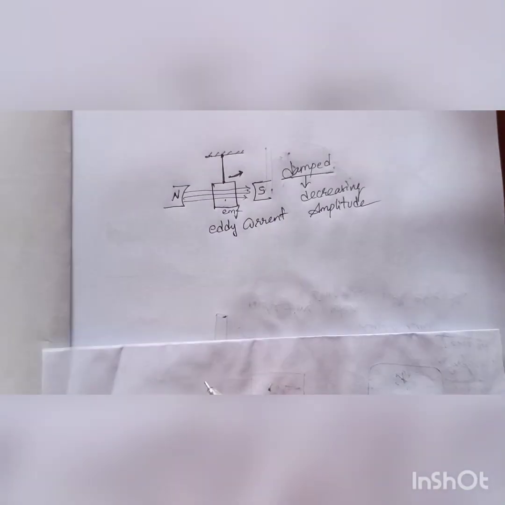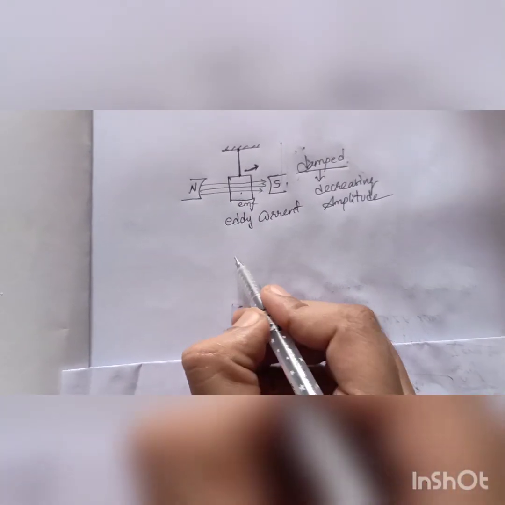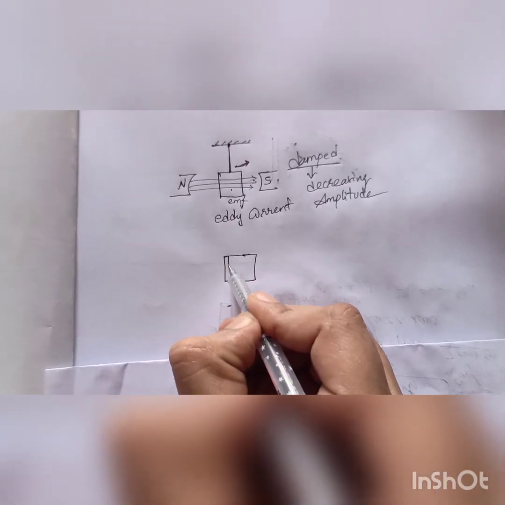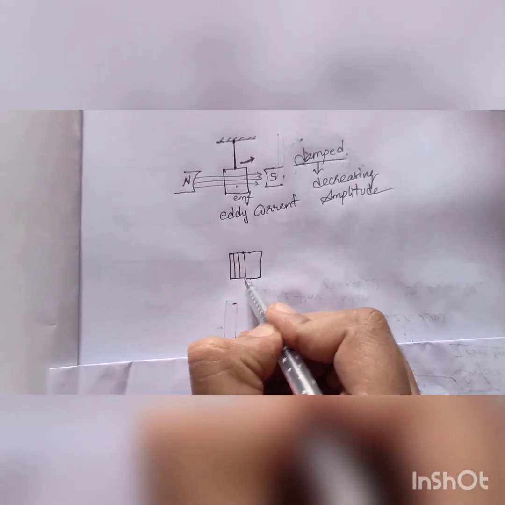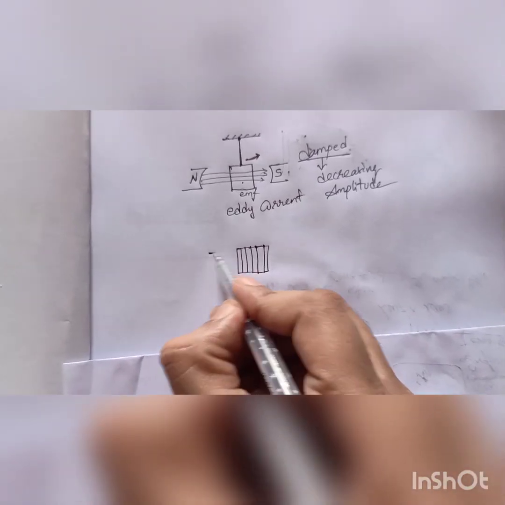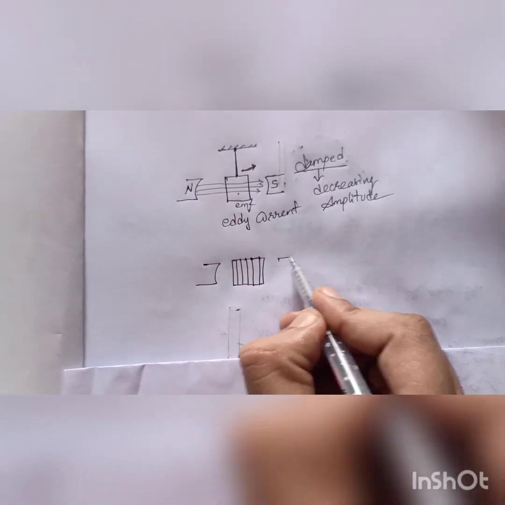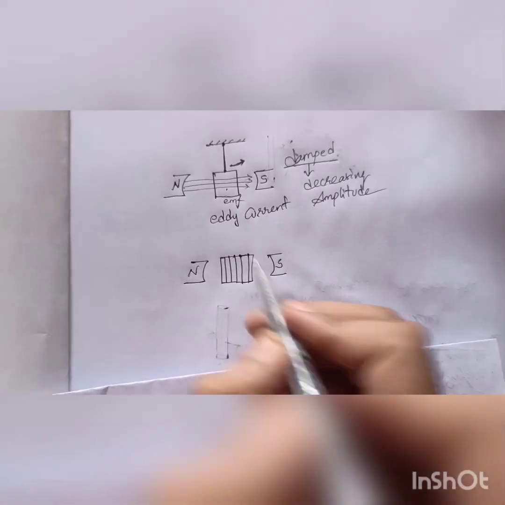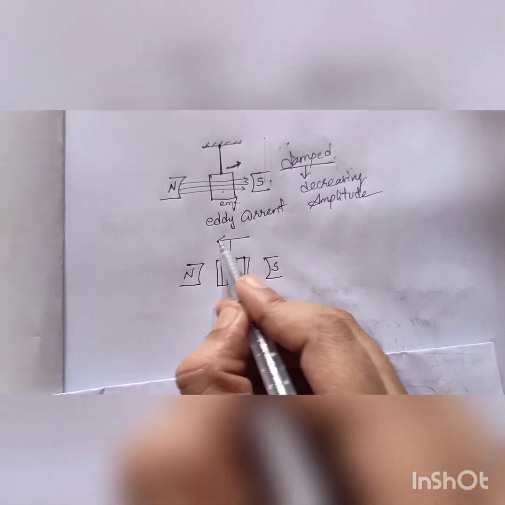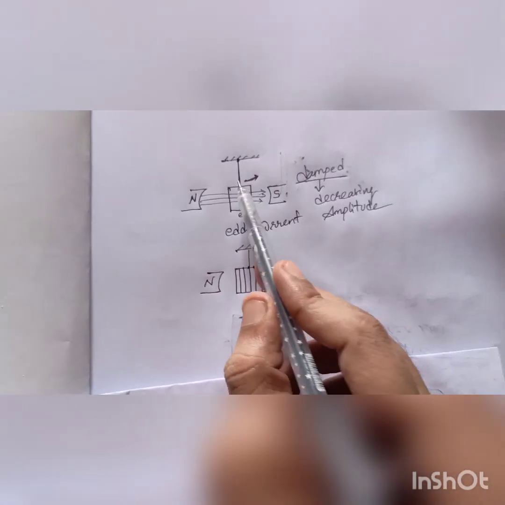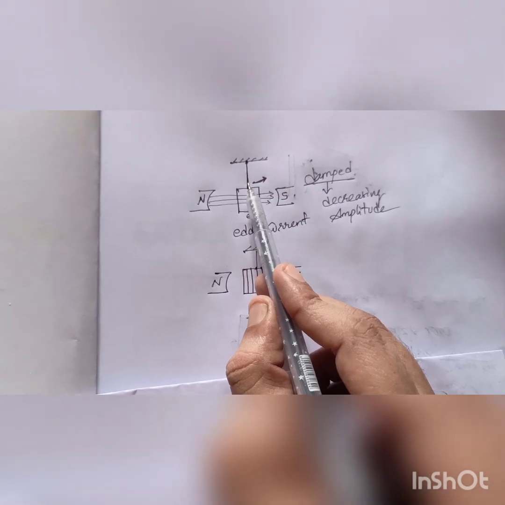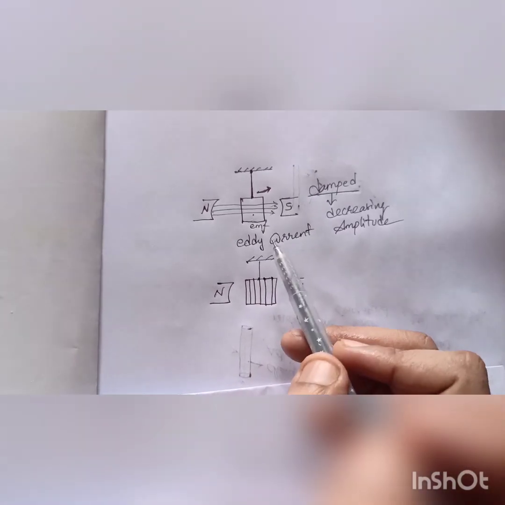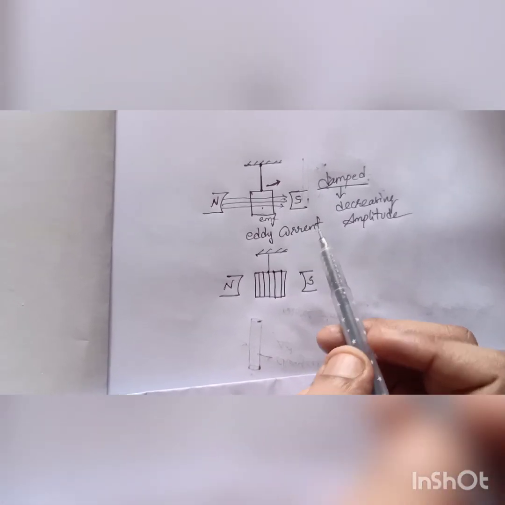For example, if the copper plate has some slots in this way, in this case the magnetic flux linked with the plate also changes, but it is somewhat lesser when compared to the above case. So this is a different scenario. We can discuss this one later.